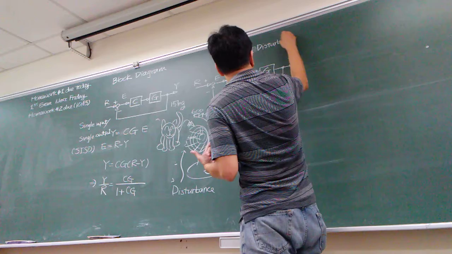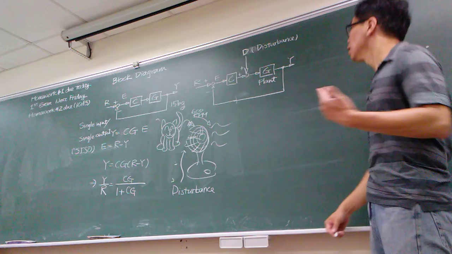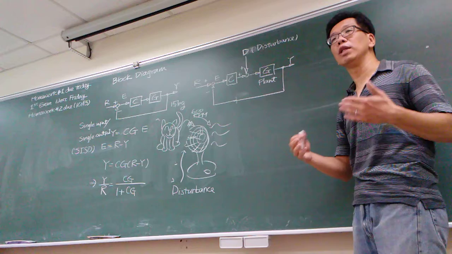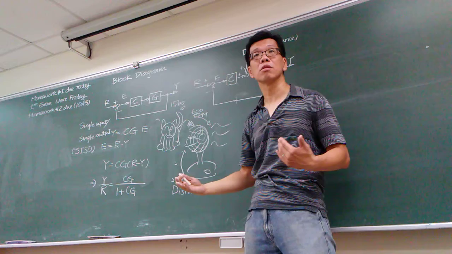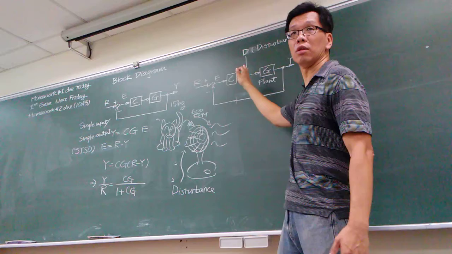So when we try to find our output, we need to take both disturbance and reference into consideration. Does it make sense? You cannot say, okay, I just consider this one and this one I don't consider. That is going to be just a feedback system.